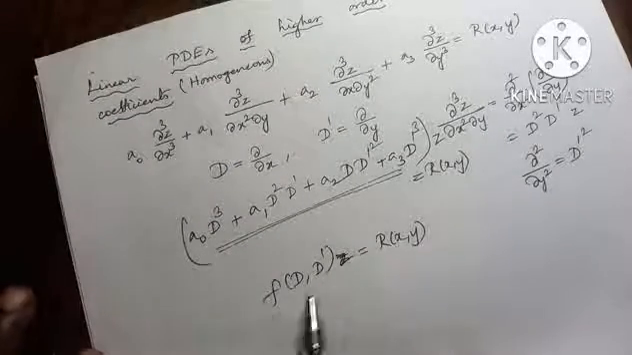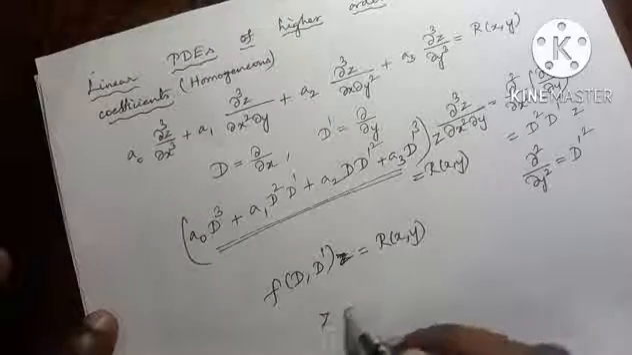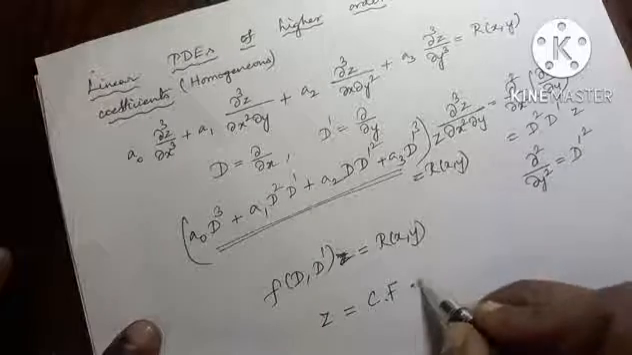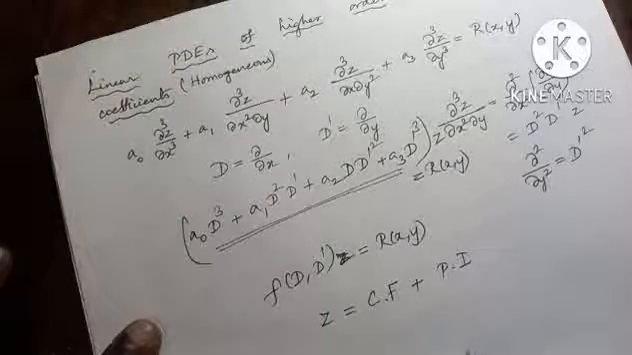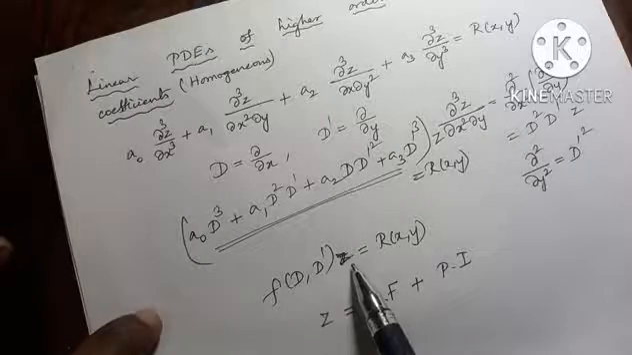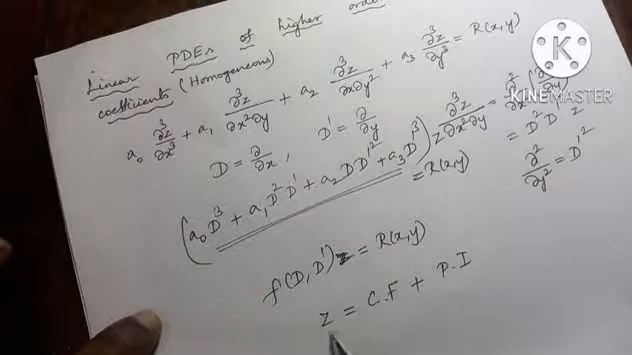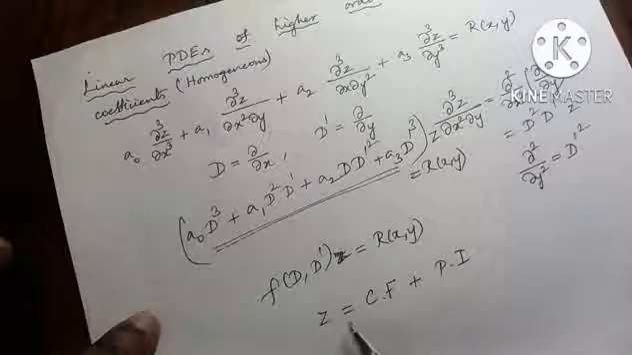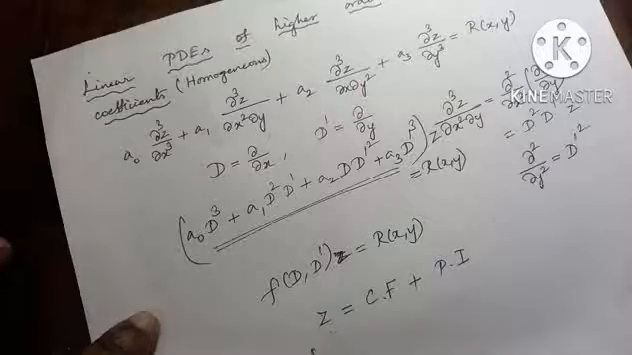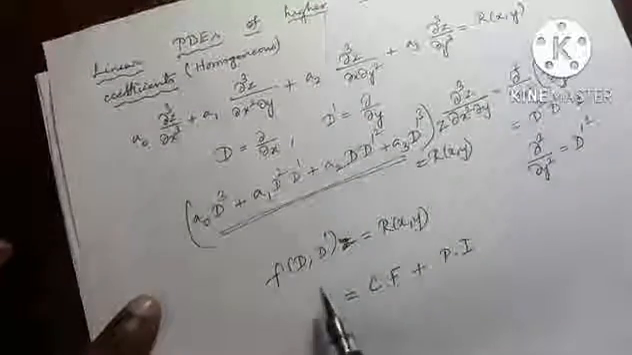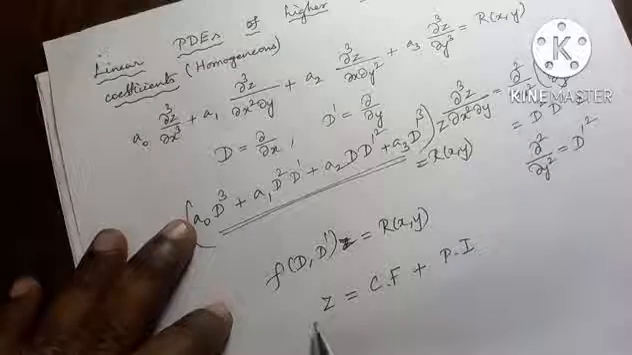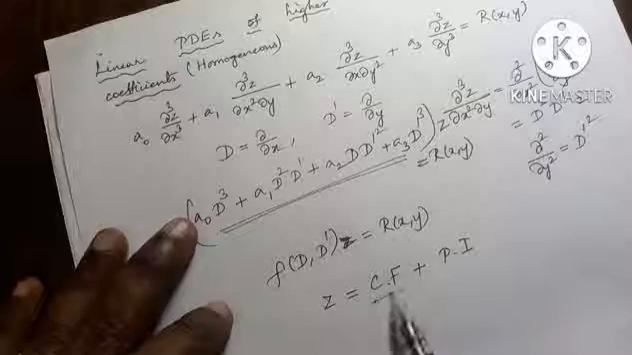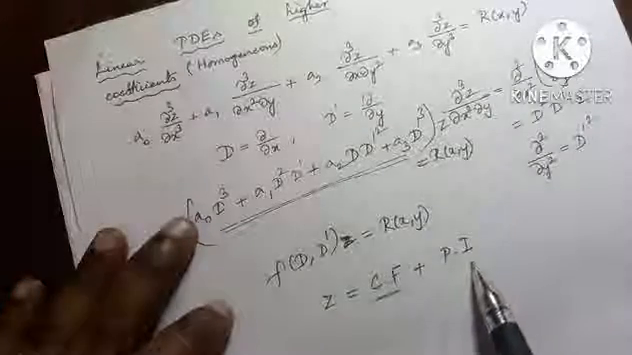When you solve this equation, listen here, you will get answer for z, where z is equal to CF, complementary function, plus PI, particular integral. When you solve this equation, you will get answer for z. Z is the general solution, okay? Z gives the general solution. You know the difference, complete solution, general solution, right? So Z is the general solution, which is CF plus PI, okay? CF denotes complementary function, PI denotes particular integral, okay?